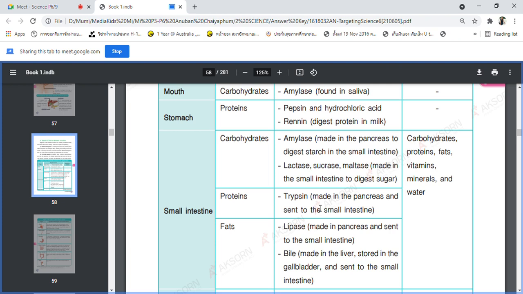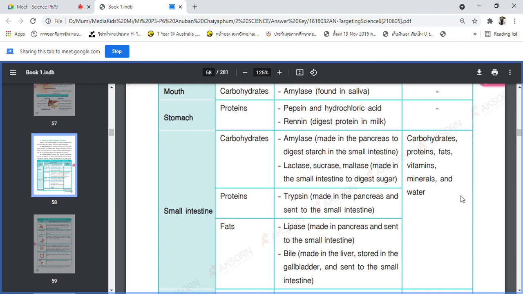And then next one, fat. Lipase is made in the pancreas and sent to the small intestine. Bile is made in the liver, stored in the gallbladder, and sent to the small intestine. Bile works first, before lipase. Bile breaks down the fat and makes the fat smaller. After bile breaks down the fat, the lipase comes and digests the fat.